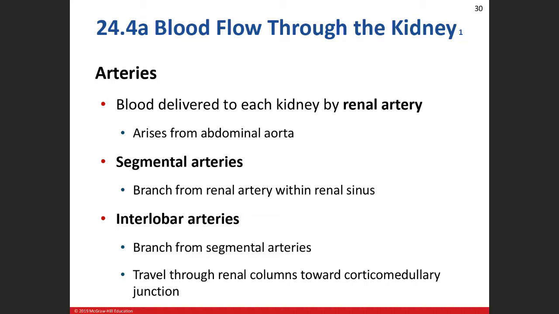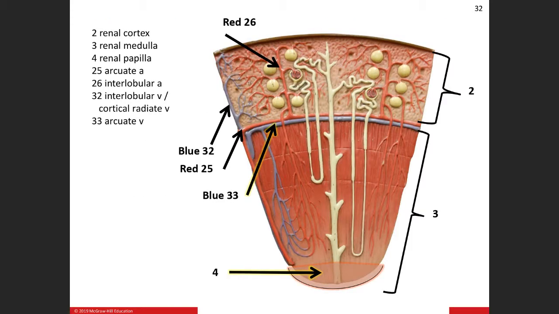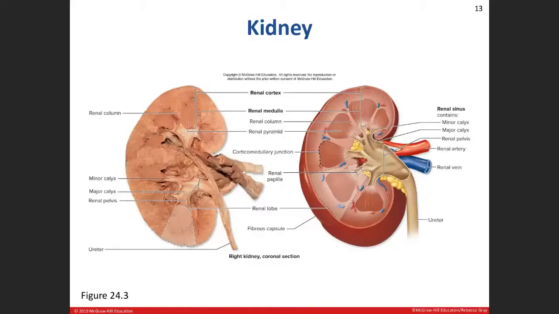And remember what a lobe of the kidney was? Let me go up to this one here. There we go. Here is a lobe of a kidney. The renal lobe includes the renal pyramid here, and then parts of the adjacent renal columns on either side. So that's what the interlobular arteries are going to supply, those regions there.